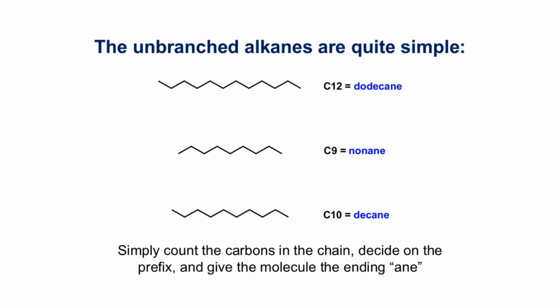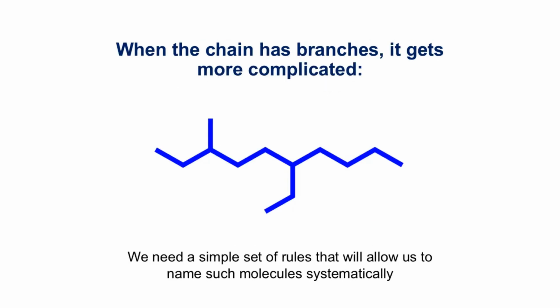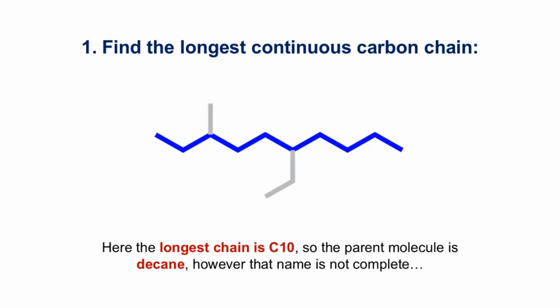When no substituents or branches are present, the names are simply the appropriate prefix attached to the ending ane to represent an alkane. Here we have dodecane, nonane, and decane. As the molecules get more complicated, the name also gets more complicated. Branched chain alkanes are very common, so we need more rules to help us name compounds convincingly. First off, we must find the longest continuous carbon chain within the molecule.